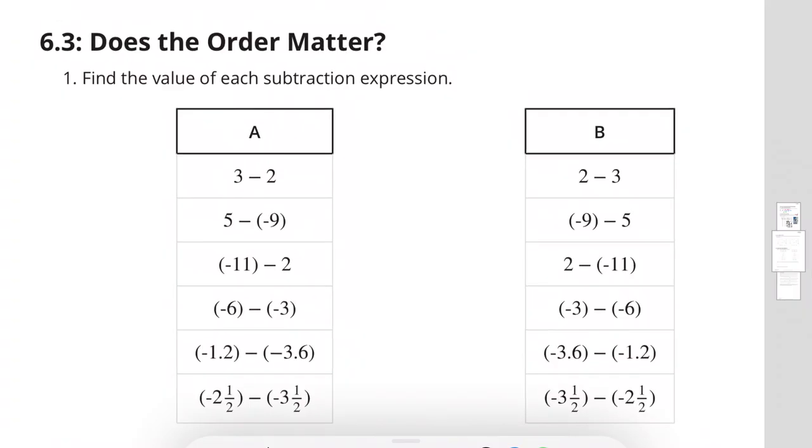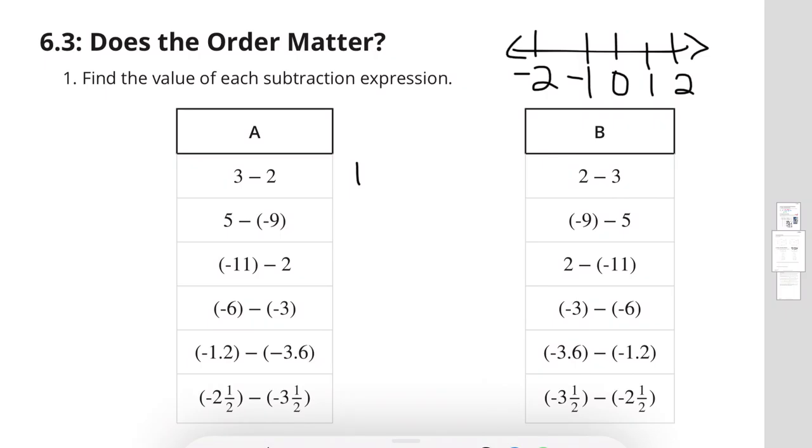And 6.3 is just looking at whether or not the order of subtraction matters. So we have table A where we have 3 minus 2. We know that is 1. And then we have 2 minus 3. Think about if you're on a number line. If you start at positive 2 and you move 3 units to the left, you land at negative 1, not positive 1.